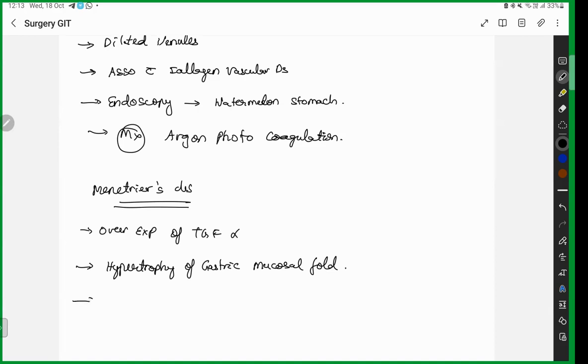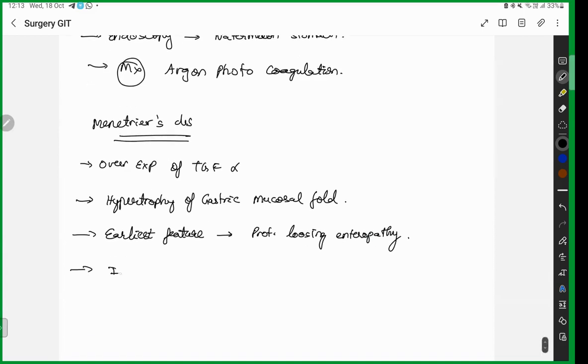And what is going to be the earliest feature? Very important. The earliest feature is going to be protein losing enteropathy. What is going to be your investigation of choice in this patient? The investigation of choice is going to be endoscopy. And what is the problem here? It has a risk of malignancy. There is a high risk of malignancies.